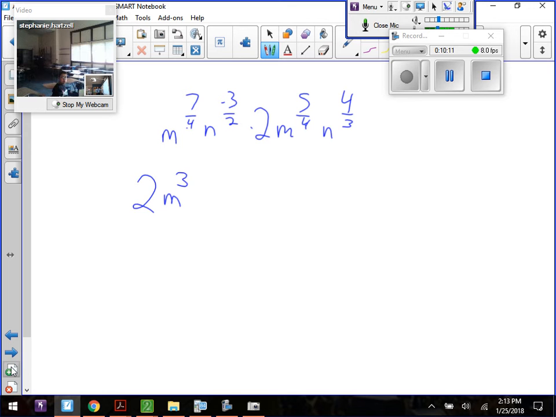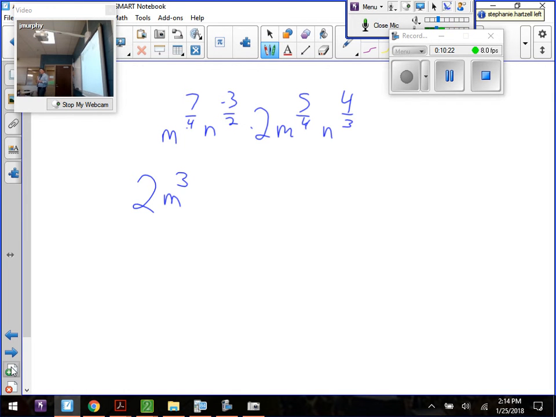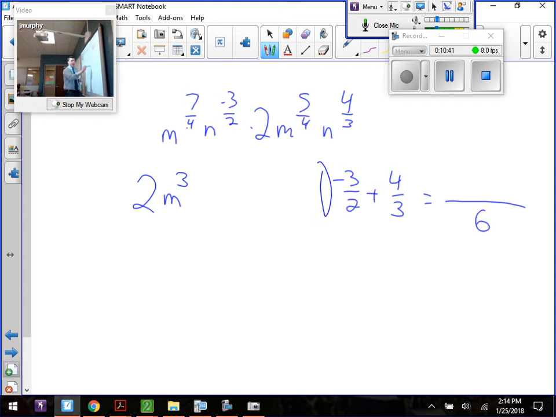And then I have n to the negative 3 halves and n to the 4 thirds. Do I need to flip those around right away, or knowing that they're already written out, can I just add them together? You can do that. Sometimes it's a little quicker. If I do negative 3 halves plus 4 thirds, I need a common denominator, don't I? 6. So my common denominator would be 6, which means I have to multiply this side by 2.